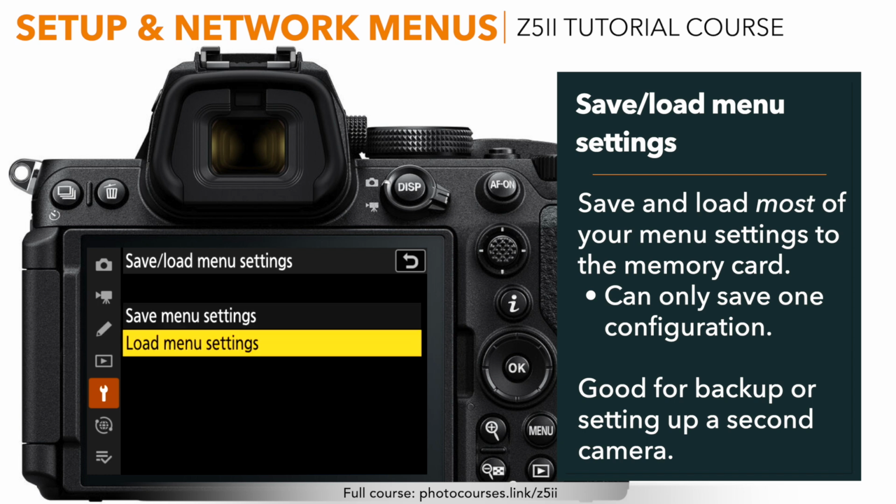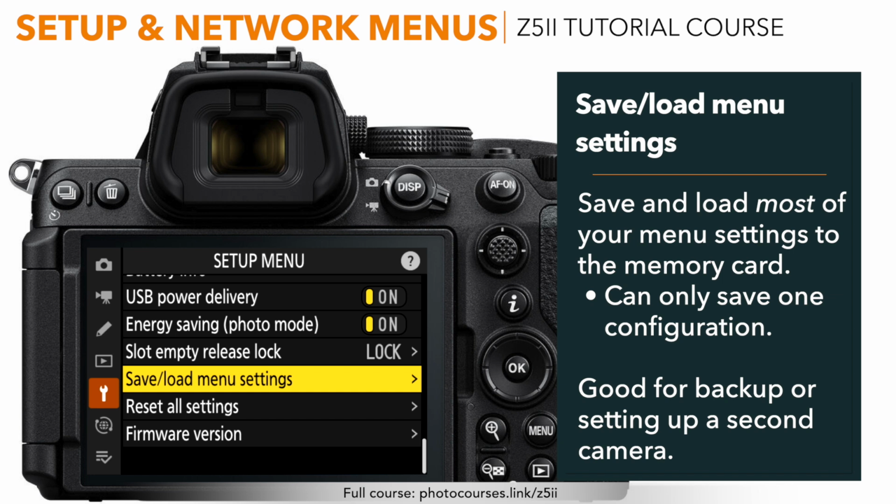memory card using Load. Most of the menu settings are saved except for things like the ISO sensitivity settings, the release mode, some of the other special modes like HDR and interval, and the AF fine-tuning options. Just note that you can only save one setup to the memory card, meaning that you cannot have multiple menu configurations on one card. This is used mostly just for backup purposes.